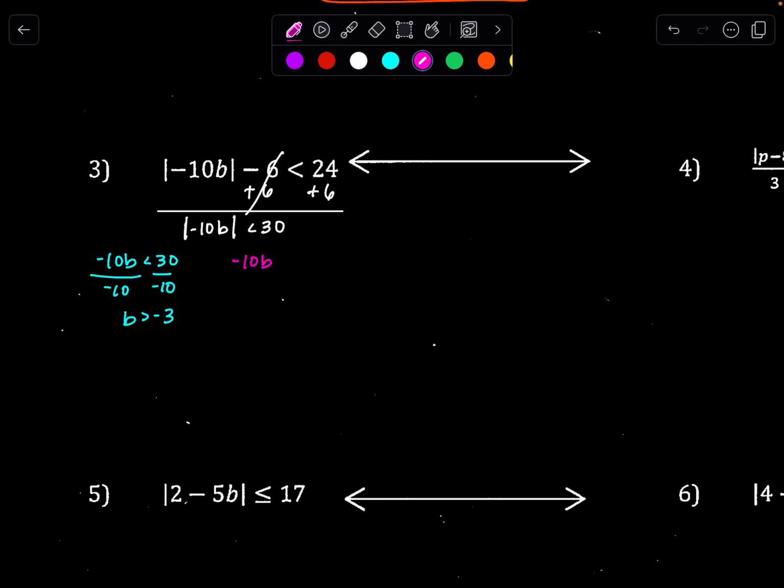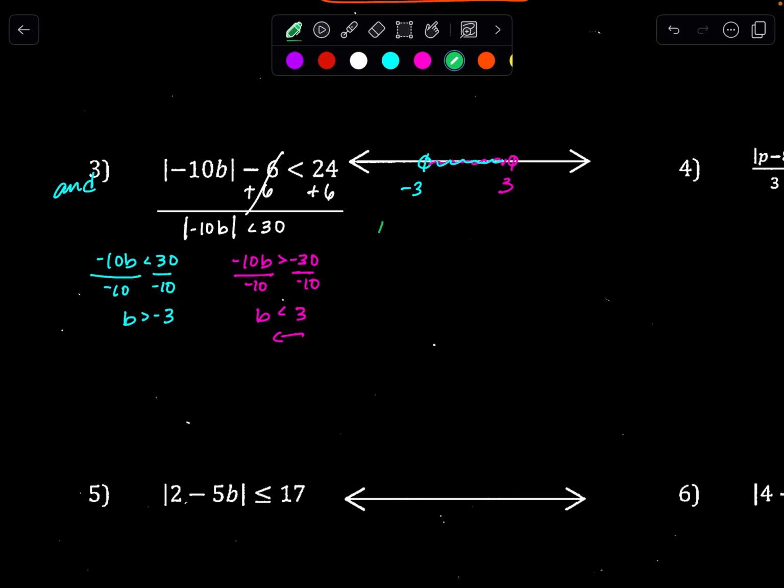Negative 10b greater than or equal to negative 30. Divide by negative 10. b is less than 3. Perfect. Works out great for us. Negative 3 is going to be on our left side. It's going to be pointing in. 3 is going to be on our right side. It's also going to be pointing in. Okay, so shading it. It's an and equation here, for sure.